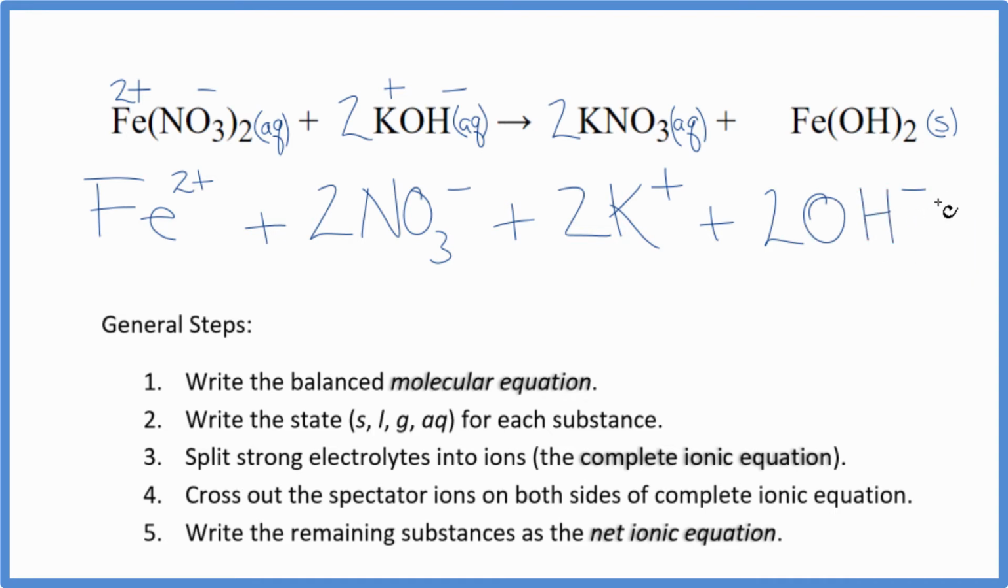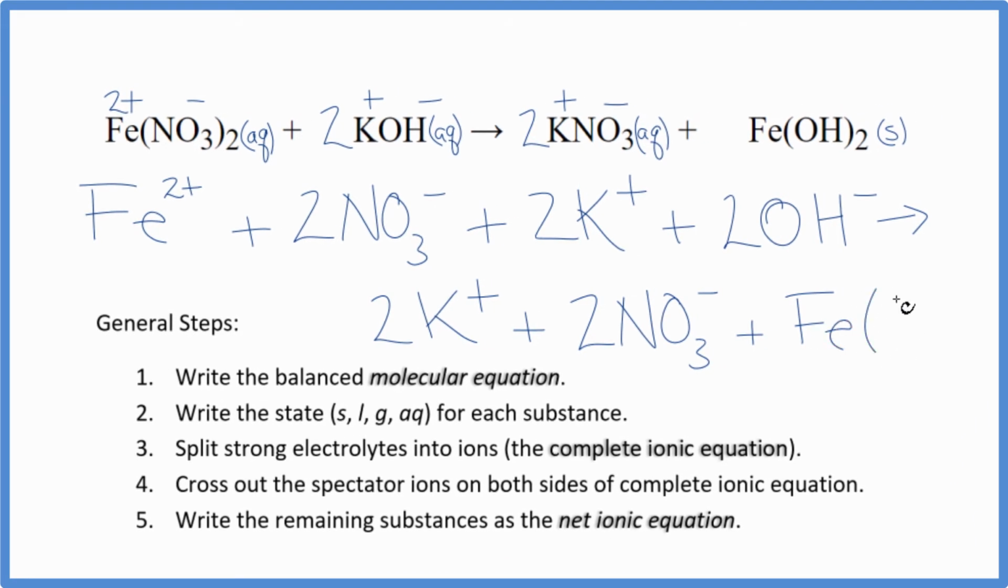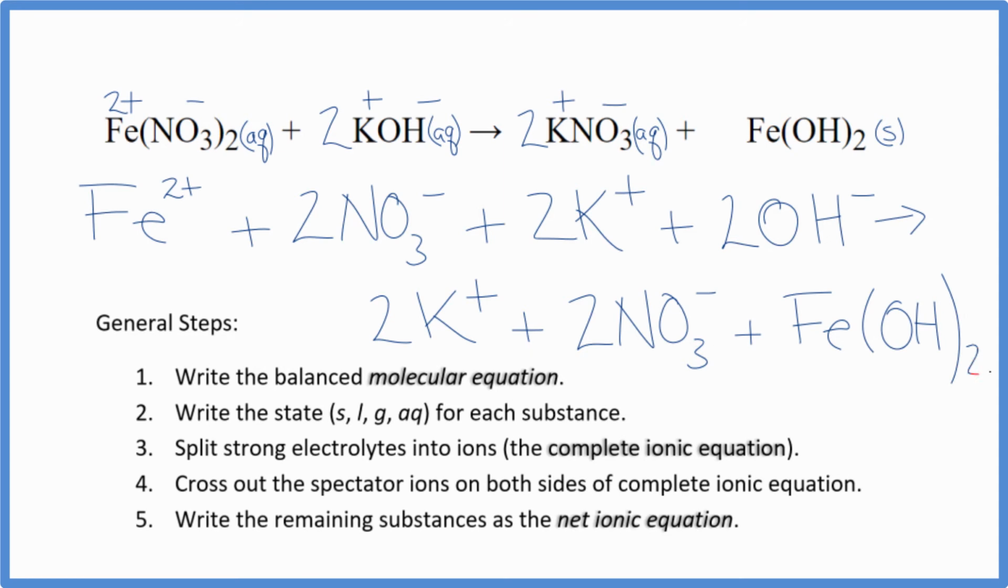Those are the reactants in our net ionic equation. For the products, we said plus and minus. So again, 2 potassium ions and 2 nitrate ions. And then for the solid here, this iron(II) hydroxide, we don't split that apart. It's a solid. So we just write Fe(OH)2. So this is the complete or total ionic equation.